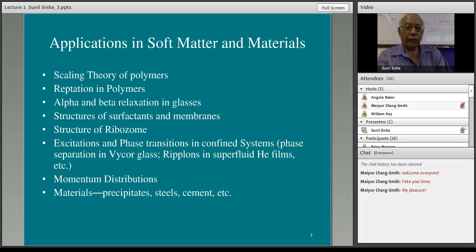Now, in soft matter, for instance, we owe the verification of de Gennes' scaling theory of polymers, for which he got the Nobel Prize in physics, to neutron scattering experiments which verified many of the predictions. They also verified and studied the behavior of reptation in polymers. We've been able to study alpha and beta relaxation in glassy systems, and surfactants and membranes. The structure of the ribosome was actually solved finally with X-rays, with 2 angstrom resolution, for which 3 people got the Nobel Prize recently. But the original broad structure of the ribosome was obtained by a series of clever contrast matching experiments with small angle neutron scattering carried out by the group from Yale at Brookhaven National Laboratory in the 70s.